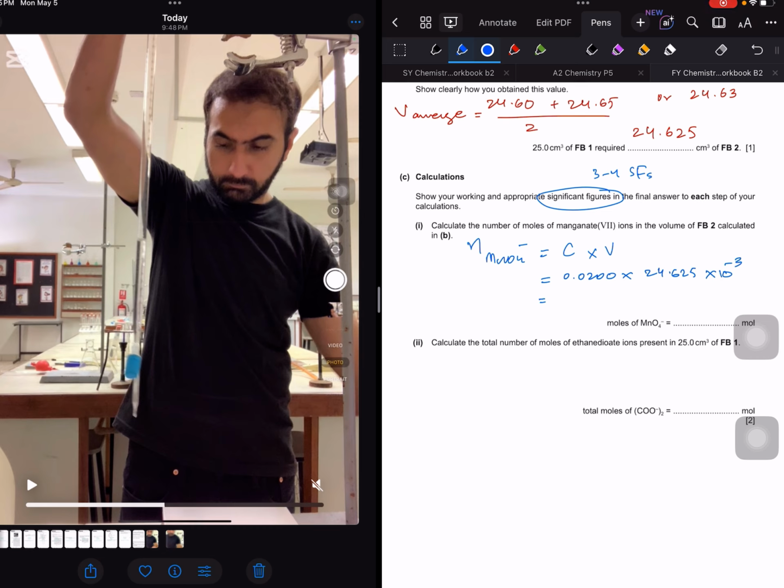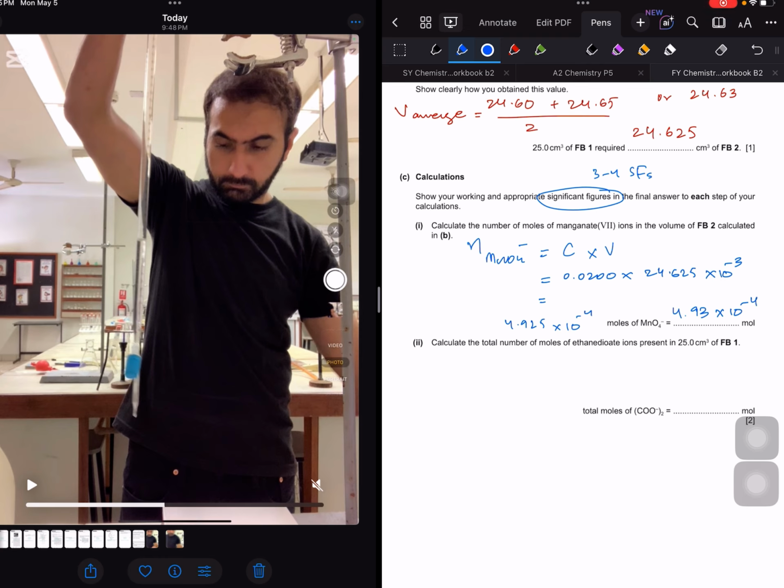I'll do this on the calculator. I'm not flipping my screen because it might be a problem for me. So 0.020 times 24.625 exponent minus 3 gives 4.925 exponent minus 4. So I can write 4.93 instead of 4.925. I can make it 3 significant figures. Sorry, exponent minus 4.